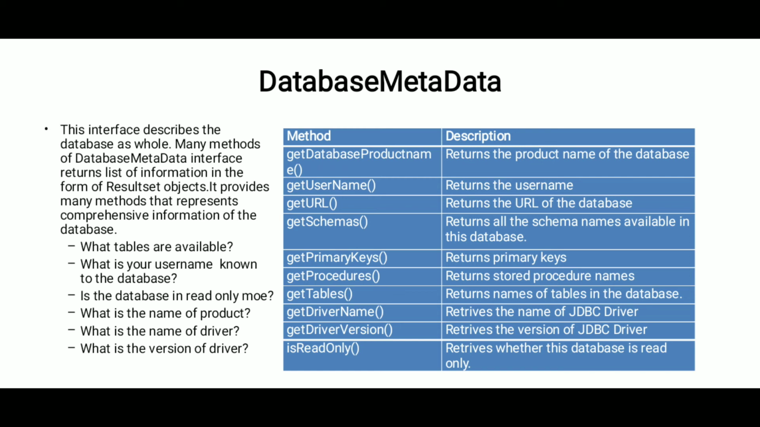The first one is getDatabaseProductName. It returns the product name of the database. The second one is getUserName. It returns the username. And the next one is getURL. It returns the URL of the database. Then there are schemas, primary keys, procedures, tables, driver name, driver version, and isReadOnly mode. So all these things you can get from the DatabaseMetaData methods.